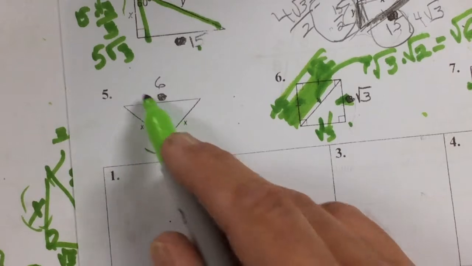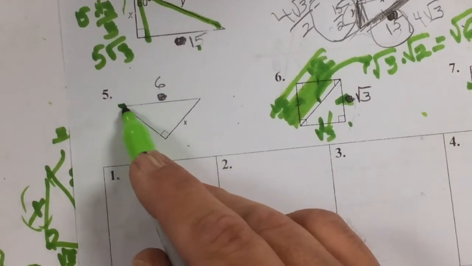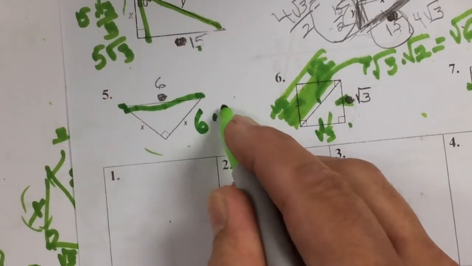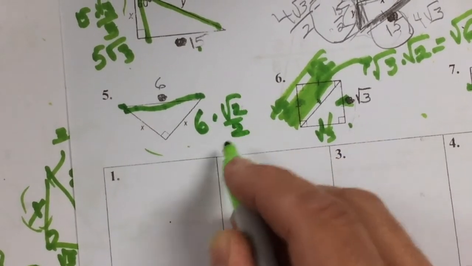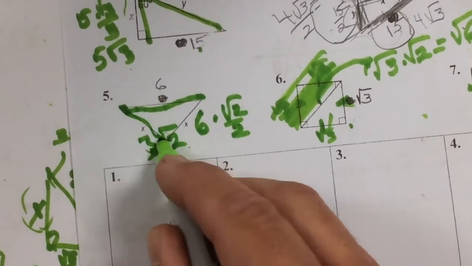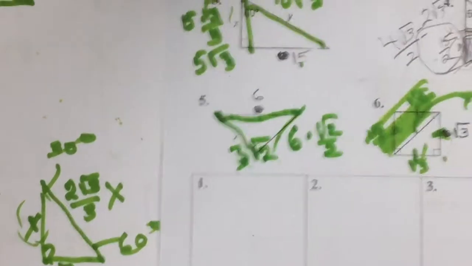This last one, it's a 45, 45, 90. I'm given the hypotenuse. Multiply that by square root of 2 over 2, reduces to 3 square root of 2. That is the length of the sides, and I'm all done. Now, it's very, yeah, because it's an isosceles triangle.